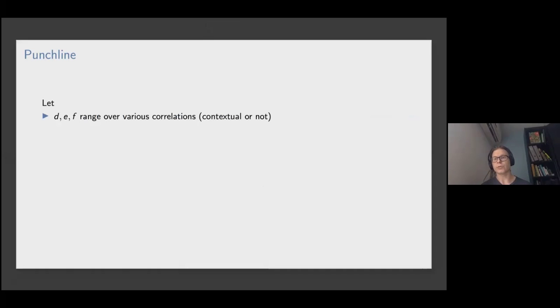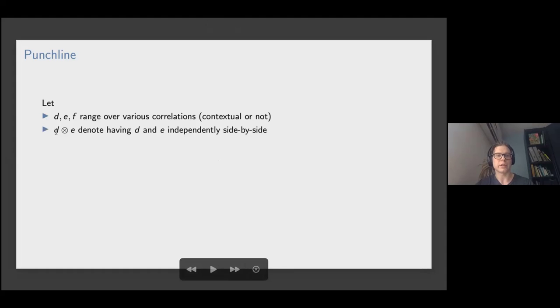So let's first use these lowercase letters like D, E, F, and so on to range over what in the chu-theoretic framework are called empirical models, but you can think of things like PR box or the correlation state or other correlations you can get, whether quantum or not, or contextual or not.